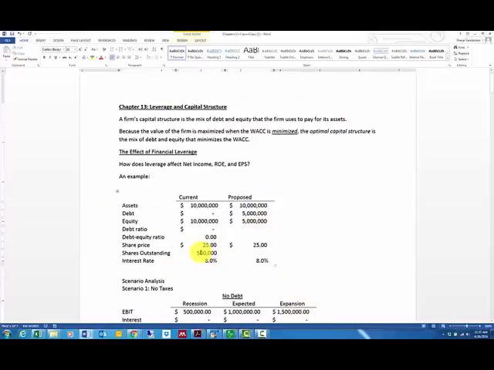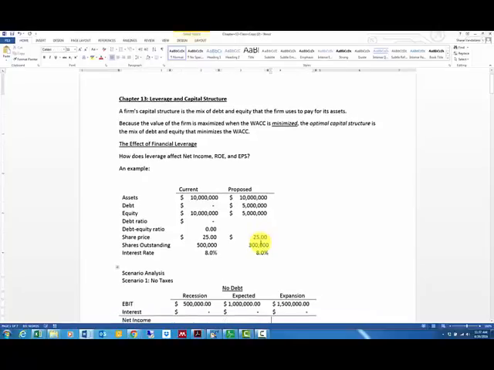So again, we start with 500,000 shares. We're taking $5 million and we're repurchasing shares with that $5 million. So we would repurchase 200,000 shares, and so our remaining number of shares outstanding would be 300,000. Okay, we're going to use that number in our later calculations.